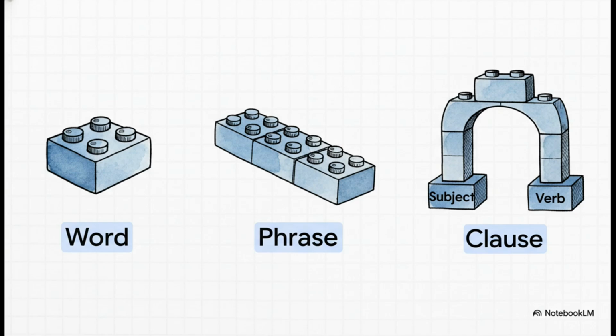Okay, let's break it down with a simple analogy. Think of it like Lego. A single word, that's one Lego brick. A phrase is like snapping a few of those bricks together. It's a little component, right? But it's not a full structure on its own. A clause, though, now that is like a mini structure. It's got its essential parts, a subject and a verb. And that right there is the core difference we're going to dive into.